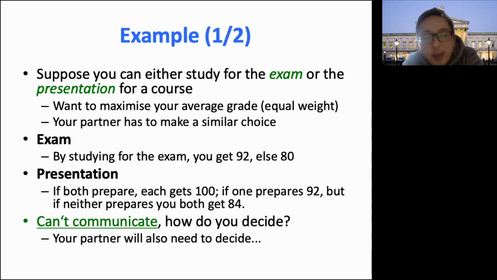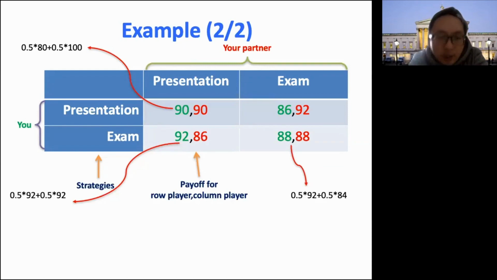So how can we study this mathematically and rigorously? One way of looking at it is to put all the information in a matrix form. So this is an illustration here. Then you have yourself, which we call the row player, right? You have the column player, which is your partner. Each of you has two choices, either presentation or do exam. Okay, so we define this as a strategy.